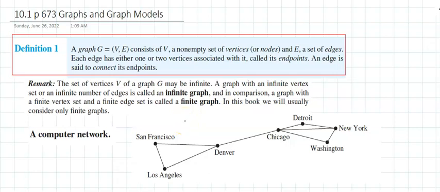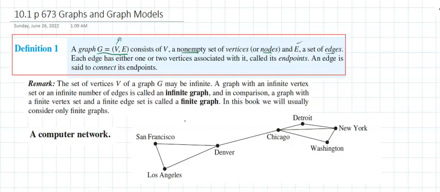Section 10.1 is on page 673, talks about graphs and graph models. So we start with the definition of a graph G, consisting of two sets V and E. It consists of non-empty sets of vertices or nodes. That's what we're going to call them. As we do this example, you'll get accustomed to this kind of notation. And E, a set of edges.